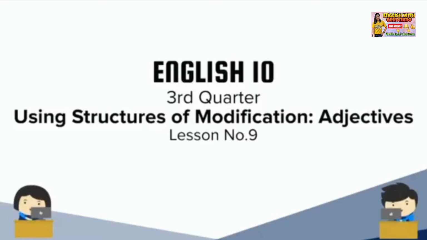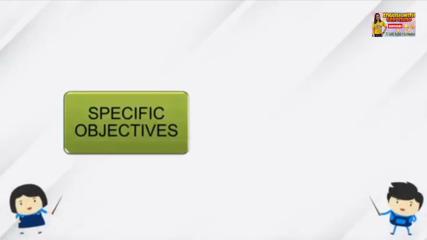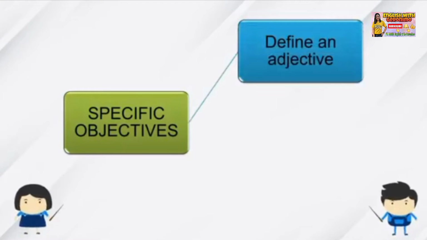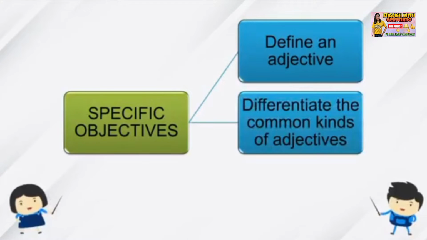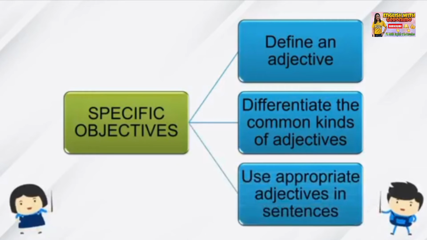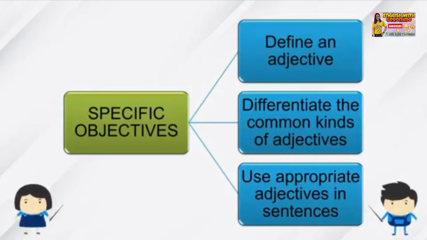We are in the third quarter of our set of lessons, and I hope everybody will delight in learning today with lesson number 9, using structures of modification, adjectives. In this lesson, you will particularly learn to: 1. Define an adjective, 2. Differentiate the common kinds of adjectives, and 3. Use appropriate adjectives in sentences.